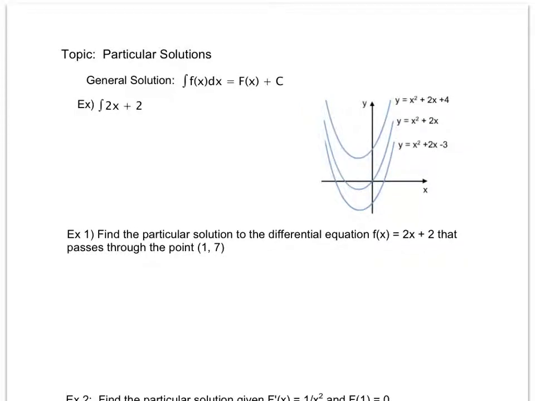All right, now that we've looked at how to find an antiderivative or a general solution to a differential equation, we want to look at how to find a particular solution. So before I get into that, I want to look a little bit closer at our general solution.